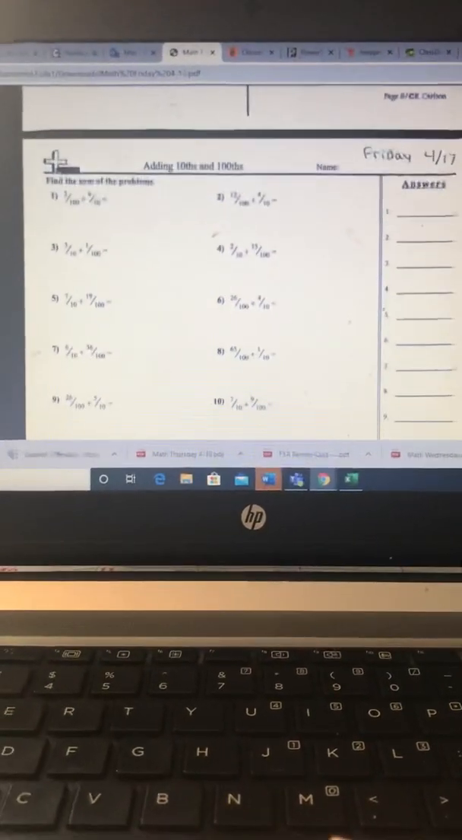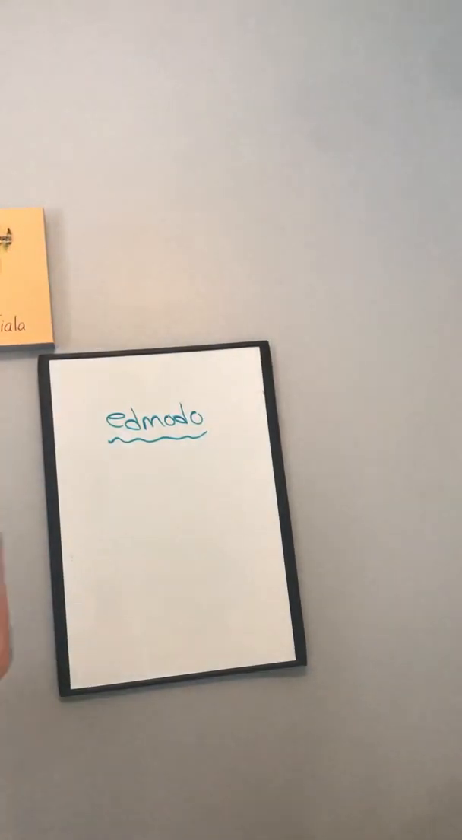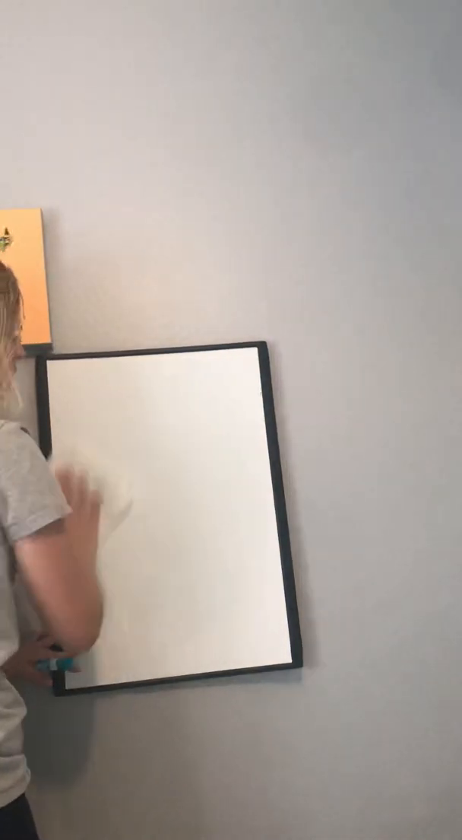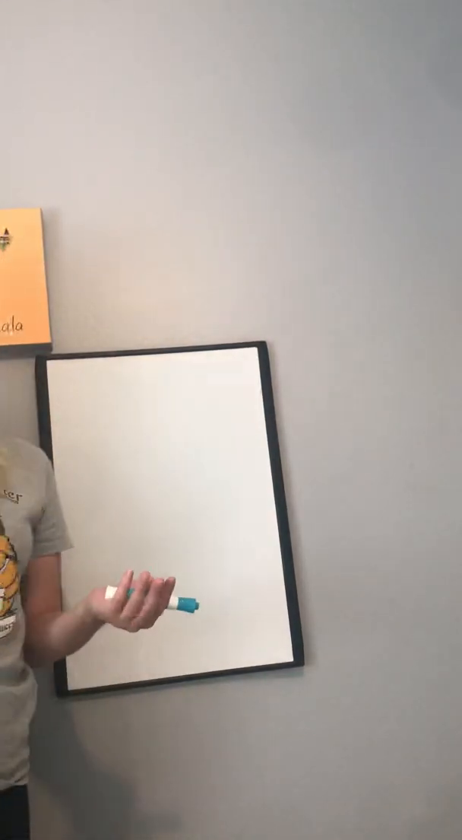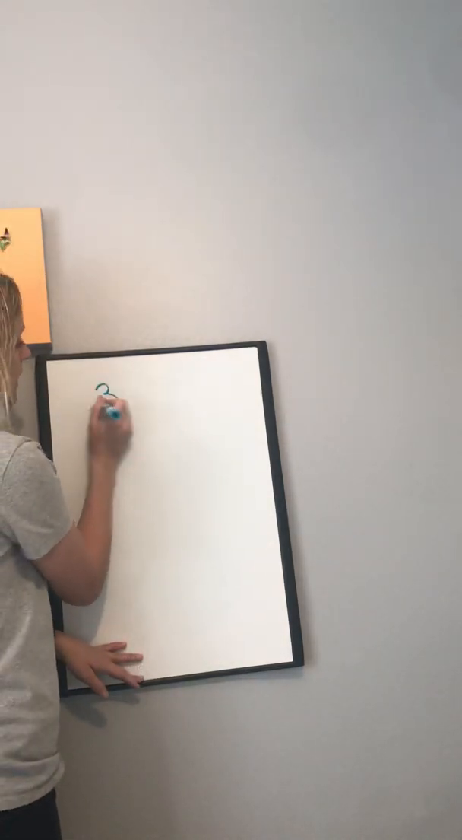So I'm going to go over our lesson for today, adding fractions with denominators of 10 and 100. I'm going to turn this around so you can see my board. Alrighty. We have done equivalent fractions and comparing fractions this week already. So now we're going to add fractions with denominators of 10 and 100. And what that would look like is something like this.